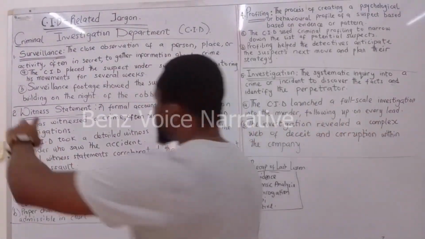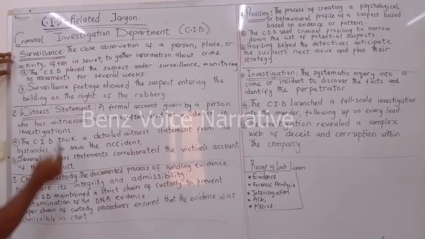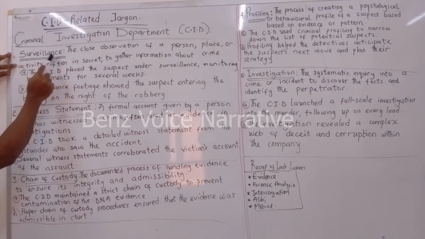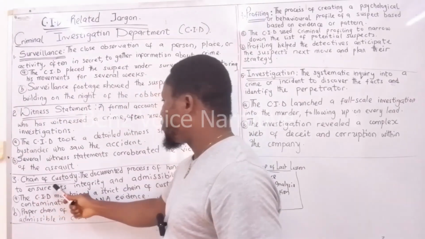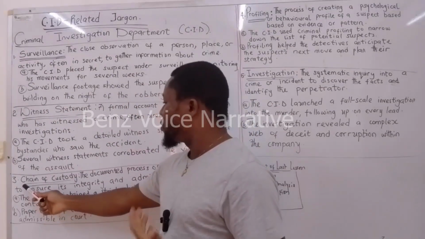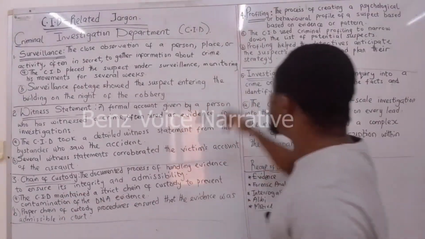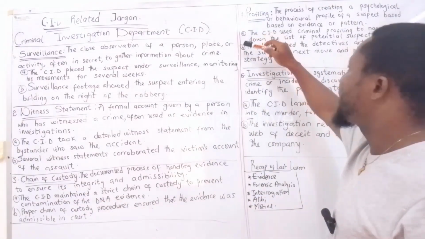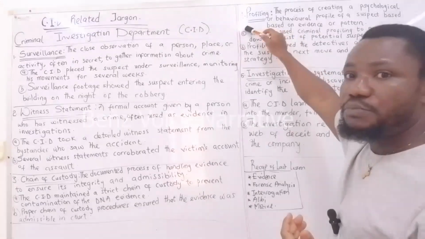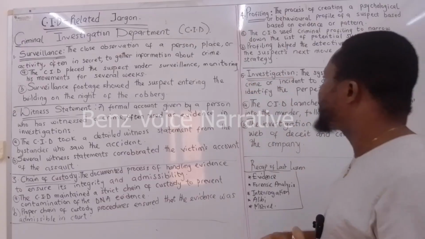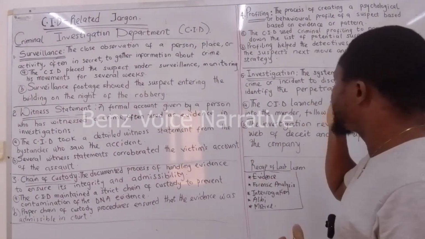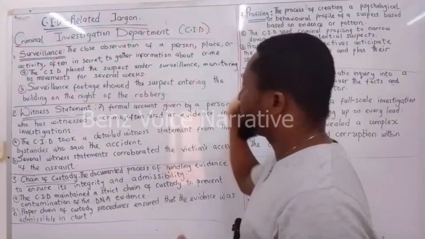Now, the first on the list today is surveillance. Number two is witness statement. The third is chain of custody. The fourth term or register is profiling. And finally, number five, we have investigation. Right, so let's jump right to the beginning.